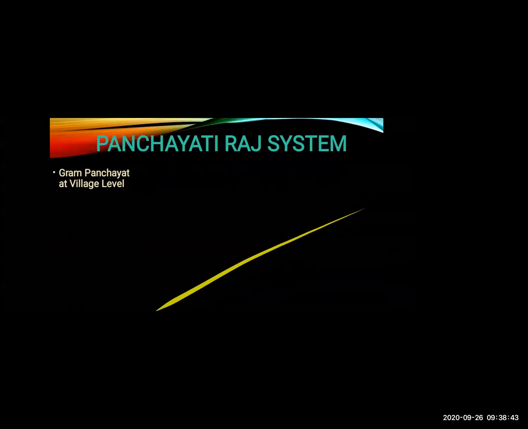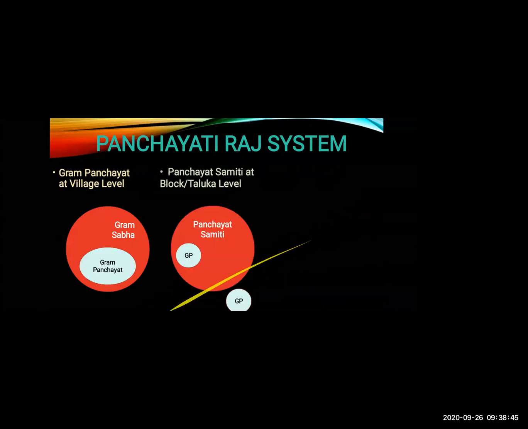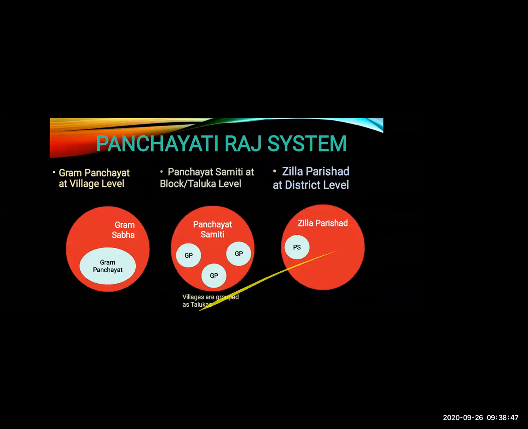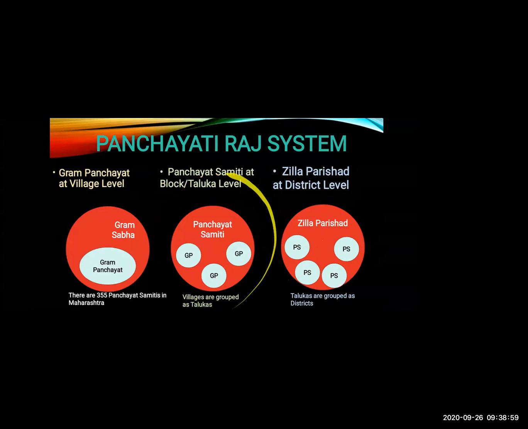Panchayati Raj system is a three-tier system. Means there are 3 steps included in a Panchayati Raj system. We have a Gram Panchayat in it, then Panchayat Samiti, and then Jilla Parishad. And today what we have studied is about Panchayat Samiti, how Panchayat Samiti works at a block level or taluka level. Means we have 355 Panchayat Samitis in Maharashtra, and when all the villages are grouped together, a group is formed, then it is called a taluka or block level.